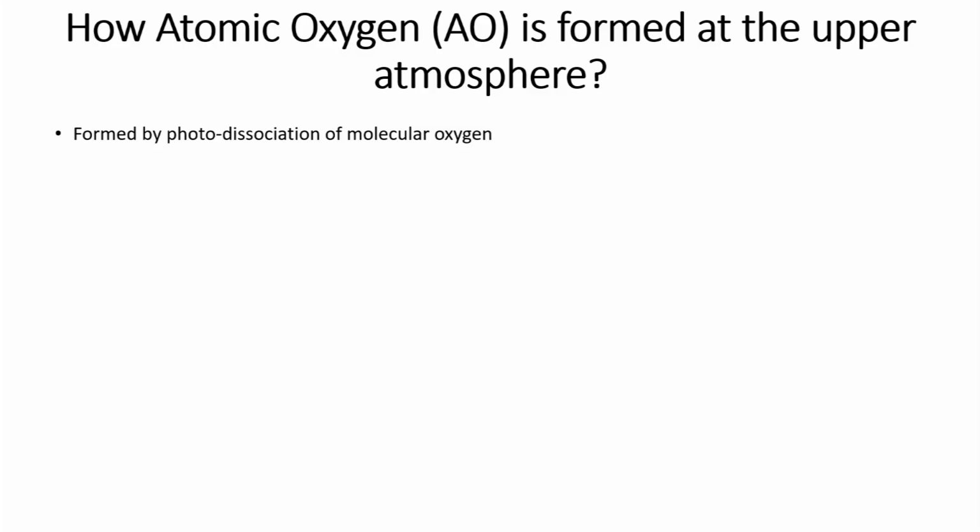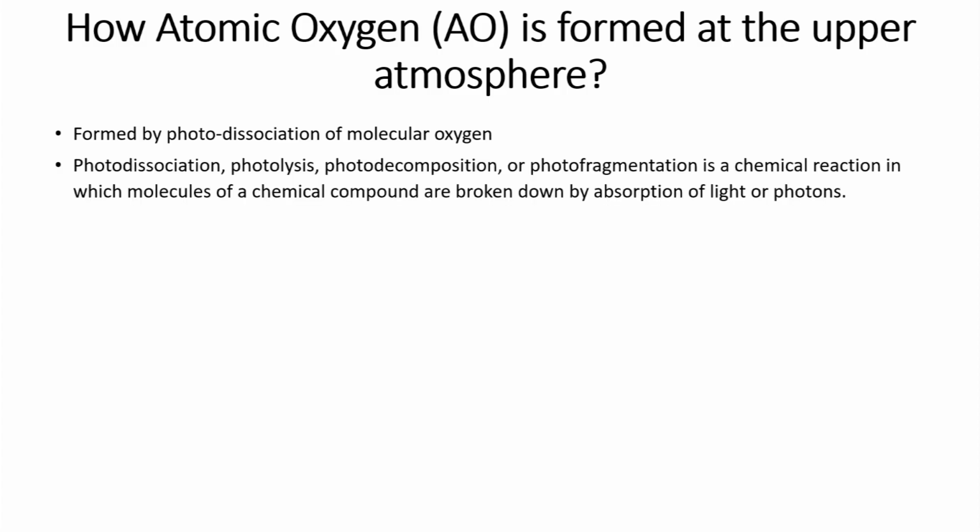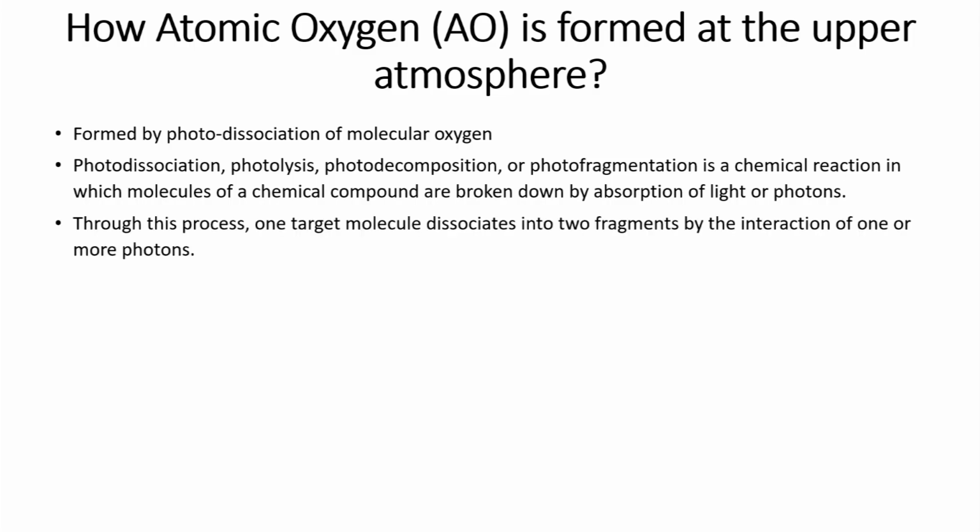So, how is atomic oxygen formed in the upper atmosphere and how is it sustained? Basically, atomic oxygen is formed in the upper atmosphere by a process called the photodissociation of molecular oxygen. So, what is photodissociation? It is also called photolysis, photodecomposition or photofragmentation. This is a chemical reaction in which the molecules of a chemical compound are broken down by absorbing light or photons. In this process, one target molecule dissociates into two fragments by the interaction of one or more photons.